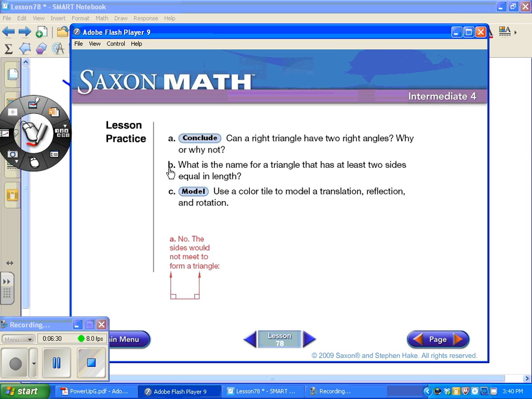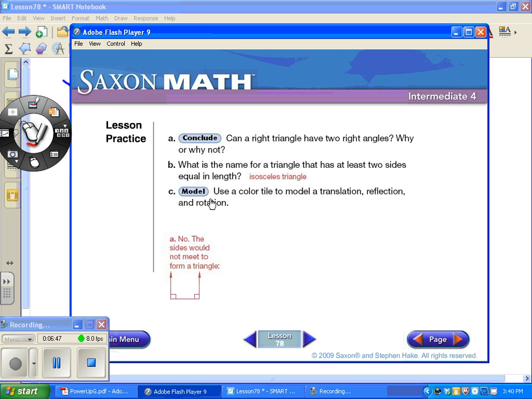And here you have it. Let's look at B. What is the name for a triangle that has at least two sides equal in length? Isosceles. And C, use a color tile to model a translation, reflection, and rotation.